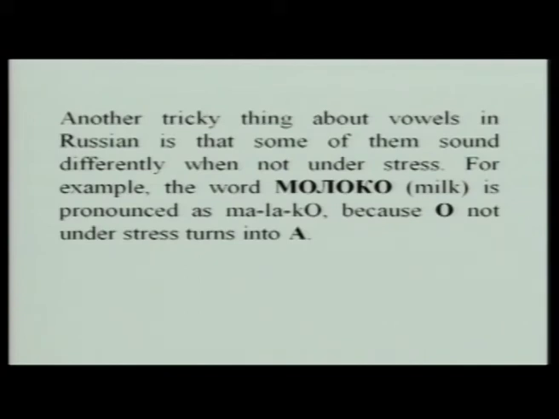There is another tricky thing about vowels in Russian, that is, some of them sound different when not under stress. If you remember, in the previous lesson we talked about intonation and stress in the Russian language. Since both of them play a very significant role, I will give you an example to make it clear. Let us take a Russian word. The word is moloko, M-O-L-O-K-O, but the stress is on the last O. So it sounds like ma-la-ko, whereas it has three Os. Moloko is pronounced as ma-la-ko because an O not under stress turns into A. The stress falls on the last vowel, that is the O.